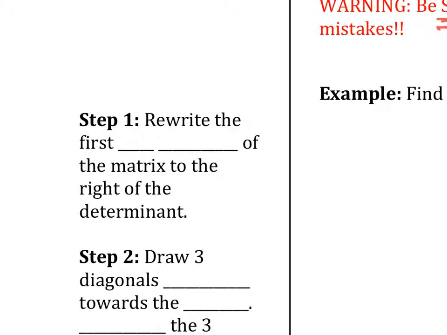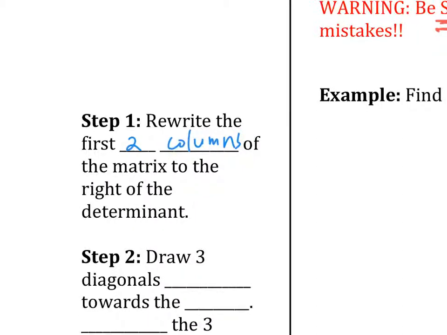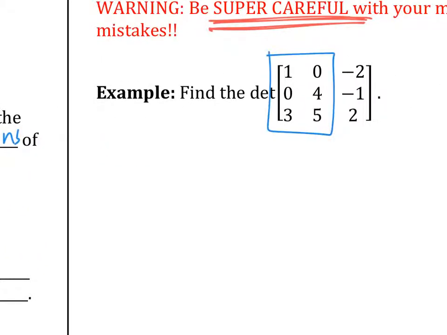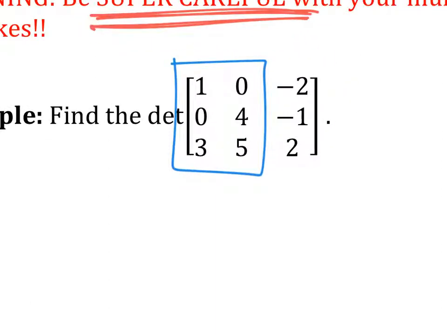First, you're going to rewrite the first 2 columns of the matrix to the right of the determinant. Okay, so what we're going to do is take these first 2, and then we're going to rewrite them on the right. 1, 0, 0, 4, 3, 5. So that's the first step. Take the first two columns and rewrite them.